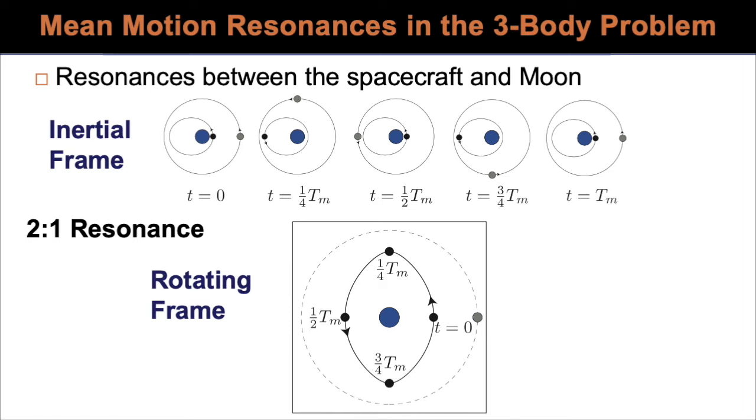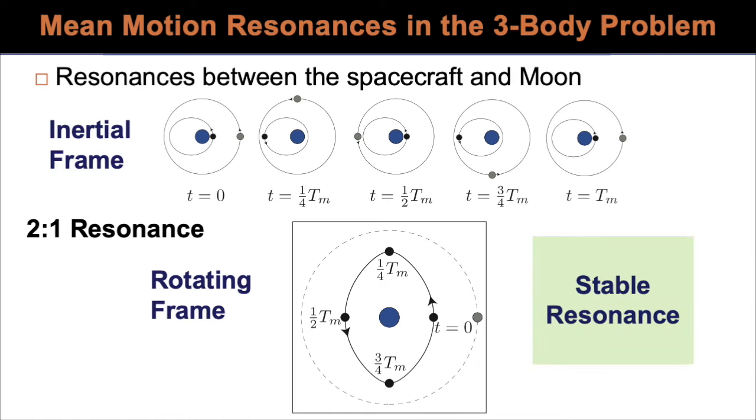If you view it in the rotating frame, so you get an idea of what this trajectory looks like in the rotating frame, and it doesn't have a close approach with the moon, right? When it's along that line of the Earth-Moon line, it's actually at its furthest point, so that it's at perigee. So this is a stable resonance.